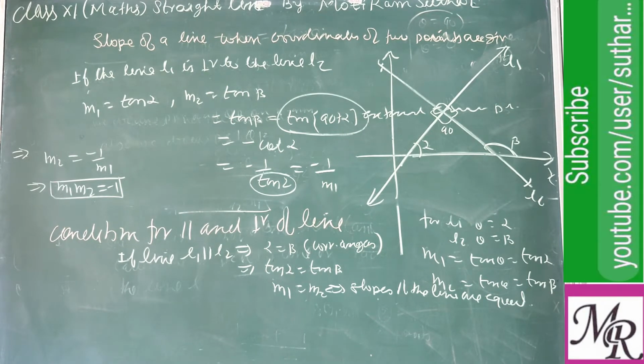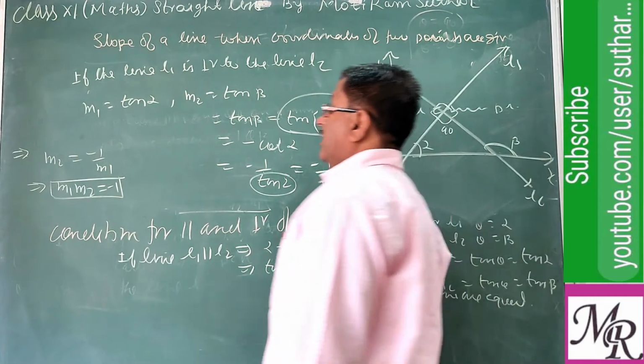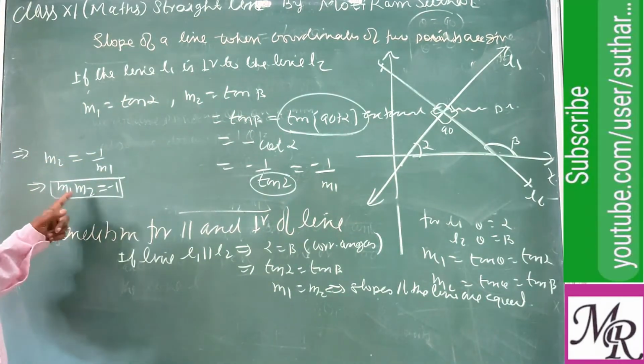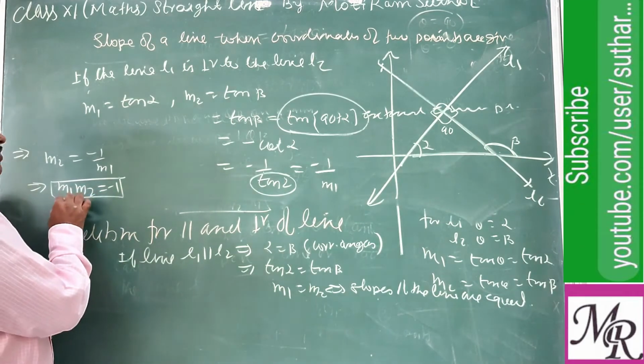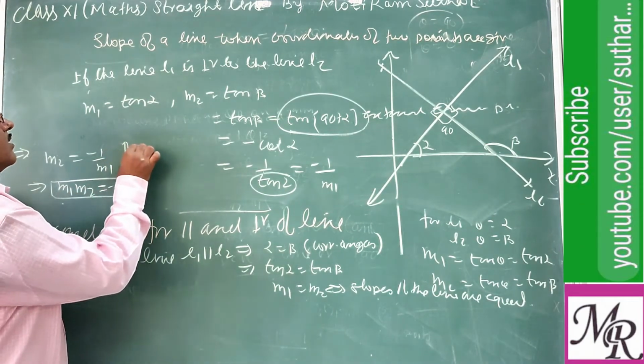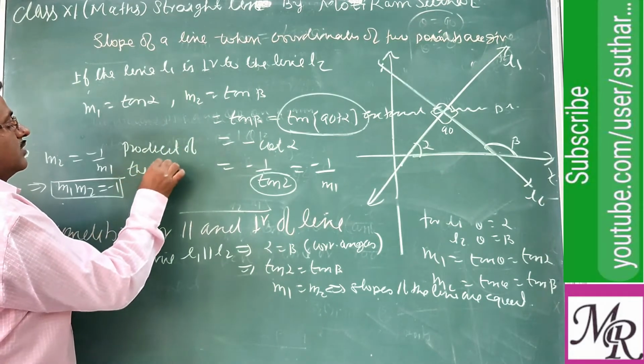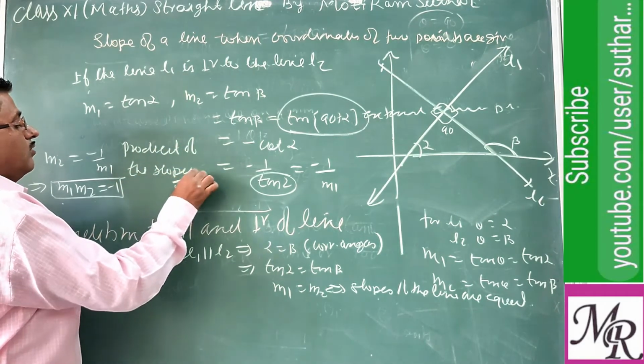So see here, M2 equals minus 1 upon M1. So cross multiply, we get this condition. What is the condition? The product of the slopes is always equal to minus 1.